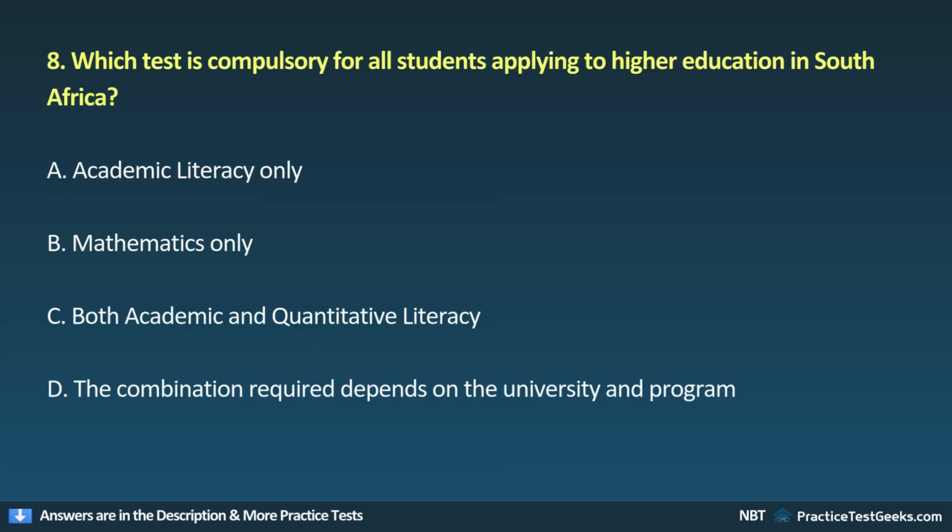8. Which test is compulsory for all students applying to higher education in South Africa? A. Academic literacy only. B. Mathematics only. C. Both academic and quantitative literacy. D. The combination required depends on the university and program.